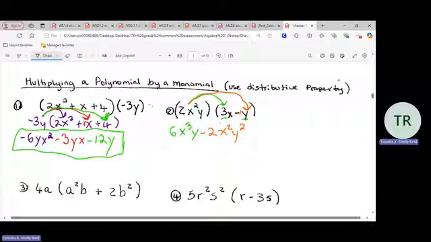We have x to the third and y. That degree is 4. And 2x squared y squared, this degree is 4. In this case, it doesn't matter which comes first because both of them have a degree of 4. The polynomial has a degree of 4. So it's going to be a quartic binomial.